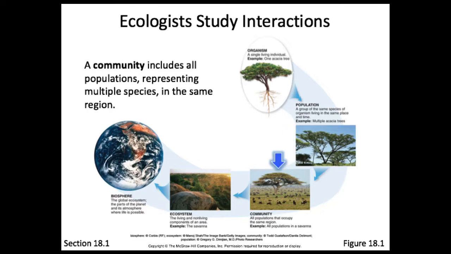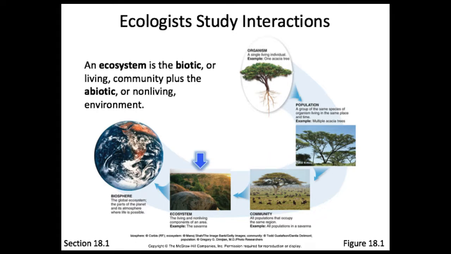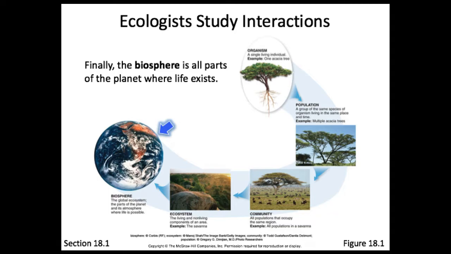A community includes all the populations, so it's not just one single species, but multiple species all living in the same place. This could include the plants, animals, bacteria, all of the different species present. An ecosystem is the living plus the non-living things together in one place. And the biosphere is the largest scale, in which all parts of the planet where life exists is possible.